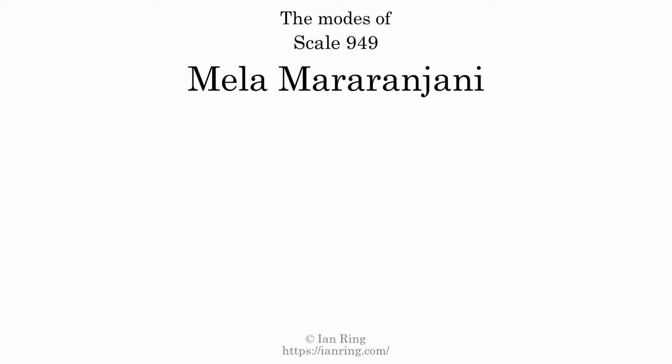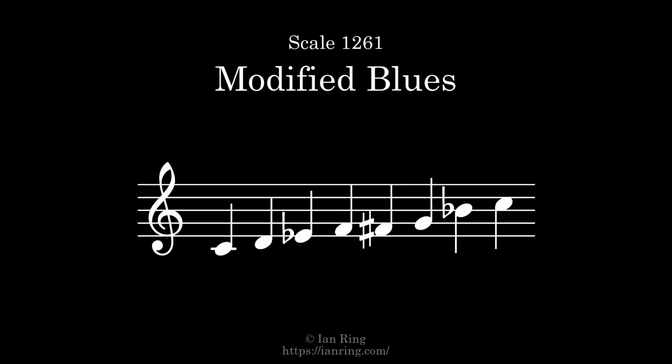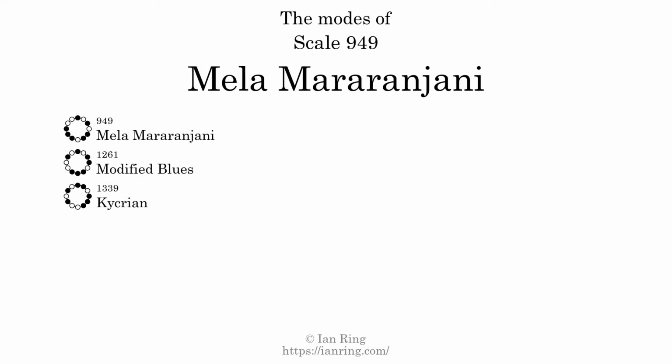This scale has 7 modes. The first mode is itself. The second mode is scale 1261, also known as modified blues. It sounds like this. The third mode is scale 1339, also known as Coherence. It sounds like this.